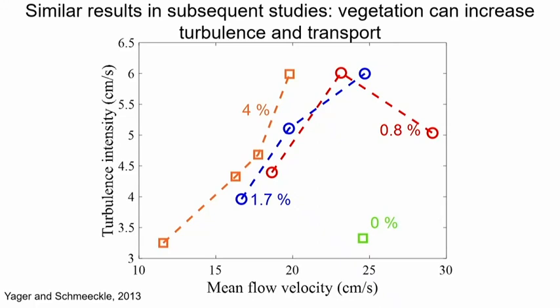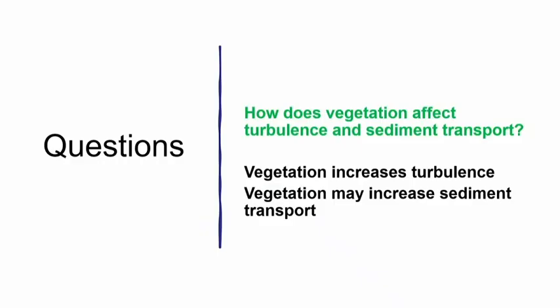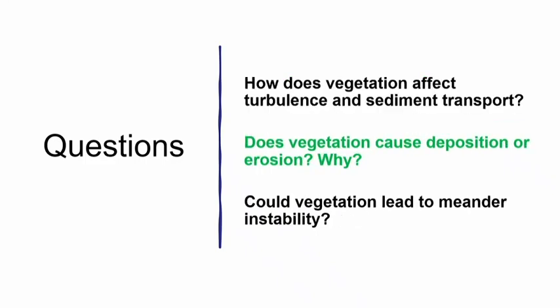And this is not limited to these experiments that I just showed you. Since we published this paper, there have been many other studies that have backed this up, showing that vegetation can increase turbulence and can increase sediment transport. So this is somewhat counterintuitive because we often think vegetation causes deposition. So, quick summary, vegetation increases turbulence, it may increase sediment transport, but there's a lot of things that we are not accounting for in those experiments and in other people's experiments to answer the question of, does vegetation cause deposition or erosion, and why might that happen?